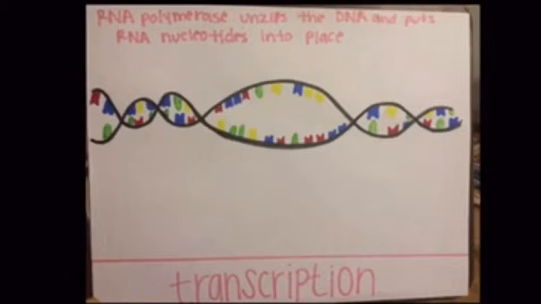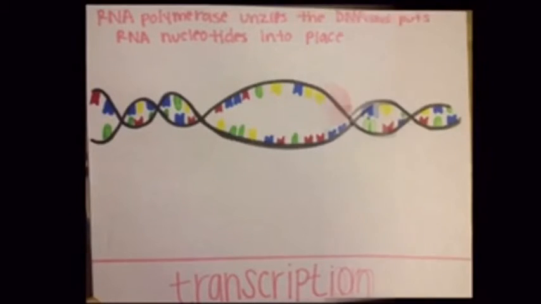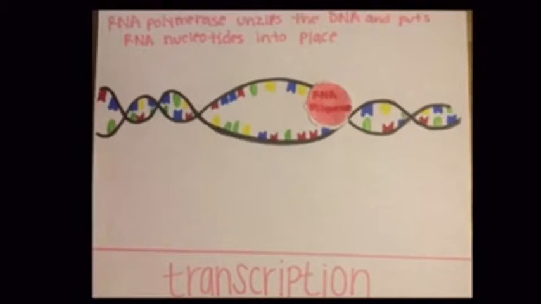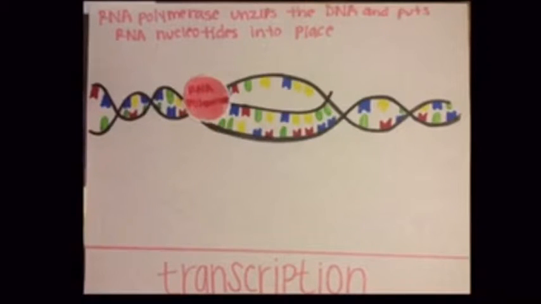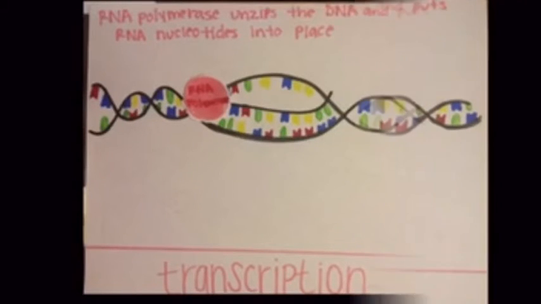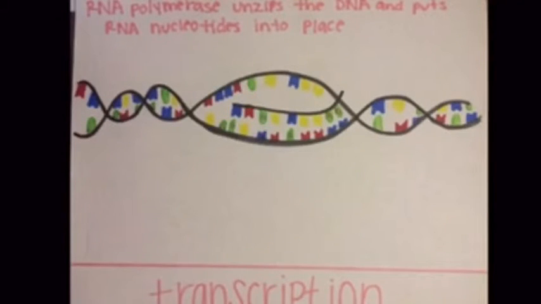RNA polymerase unzips the DNA and puts the nucleotides into place. C and G nucleotides match up, and A and T nucleotides match up. But every time RNA places a complement on the A on the DNA, it places a U instead of a T on the RNA. The mRNA doesn't copy a whole strand of DNA. It only copies the portion of the DNA for the protein it wants at the time.